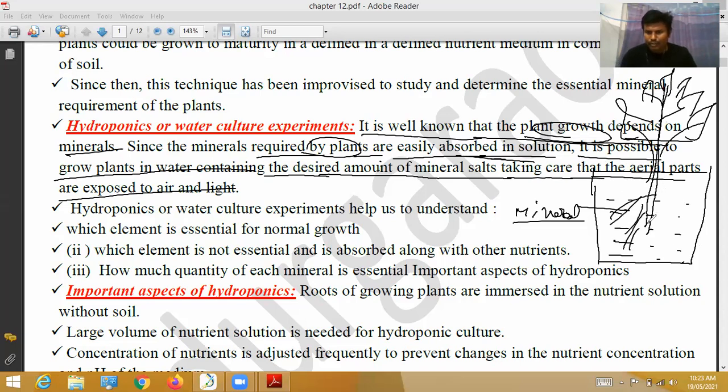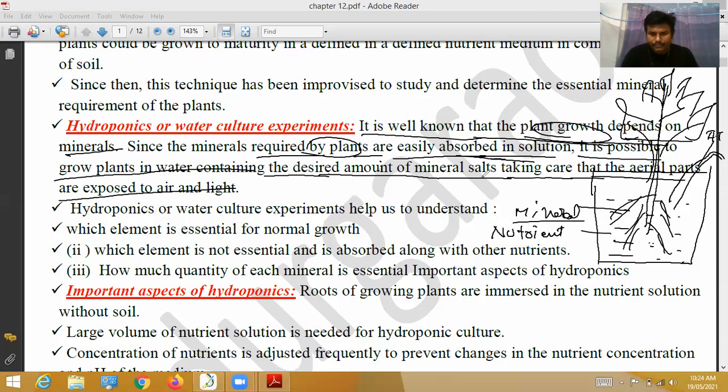It consists of fruits. Okay. So this is the aerating tube. Through this aerating tube, air enters into the solution. This is called the nutrient solution. Here they fix one funnel, and through that funnel they add water and nutrients.